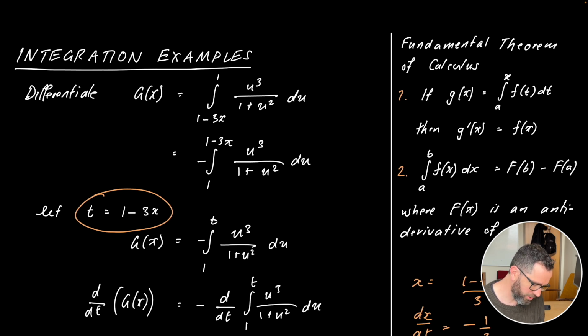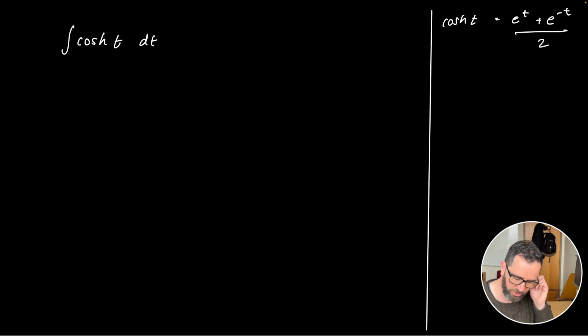Alright, next thing we're going to do is an indefinite integration example, just to make sure we're comfortable with those. So let's say we want to find the indefinite integral, so it's got no limits, of the hyperbolic cosine, cosh, of t dt. And in case we've forgotten what that is, it's just defined to be e to the t plus e to the negative t over 2.